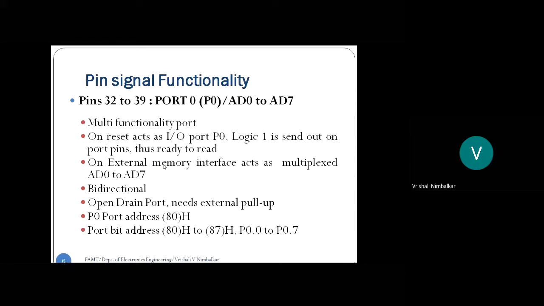Correct? And how does the microcontroller understand that some external memory is interfaced? There is a pin called external access, EA. Whenever we ground this pin, the microcontroller understands external memory is interfaced to it, and port 0 automatically starts behaving as an address and data port. Are you getting me? Right? And now see, address and data, again, two things are combined in it. They are behaving as address lines as well as data lines.